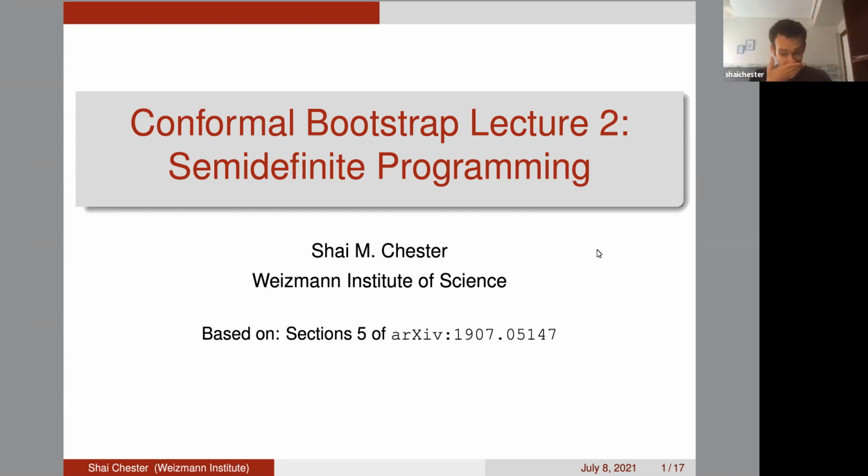So this is continuing the series. The first lecture was about just basics of the Bootstrap setup and a general outline of the algorithms, as well as some details of how to compute conformal blocks in a derivative expansion for practical use. And today's lecture is going to be making these Bootstrap algorithms more concrete by showing how to implement them and to solve them using a semi-definite programming solver. So this will be a more programming heavy lecture than the previous one. And this is based on section 5 of the online notes, which you can find on the arXiv.